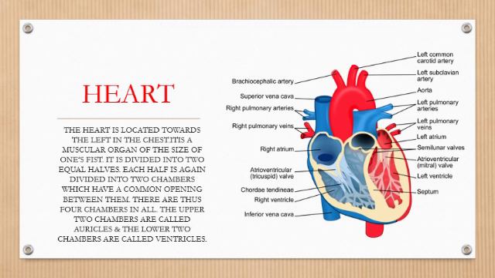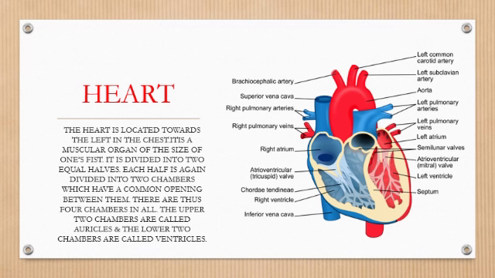Okay, children. So the heart is located towards the left side in the chest cavity, and it is a muscular organ which is the size of one's fist. Fist means put the thumb inside, and if you fold the remaining four fingers, it becomes the fist. So that will be the size of the heart.